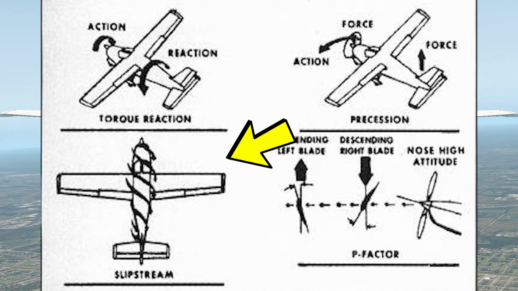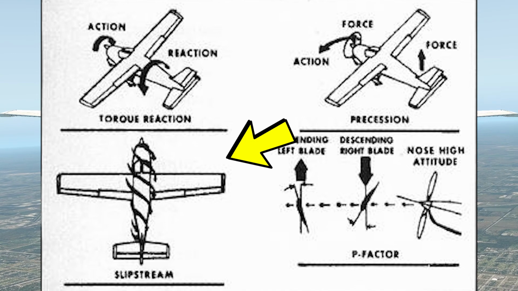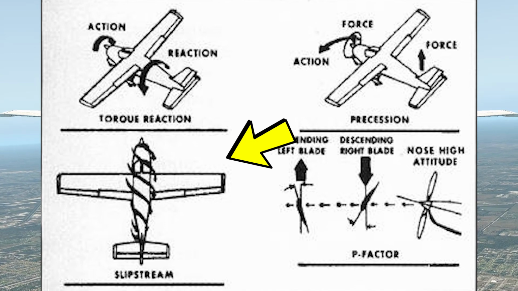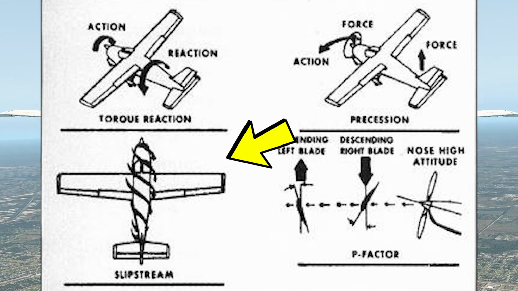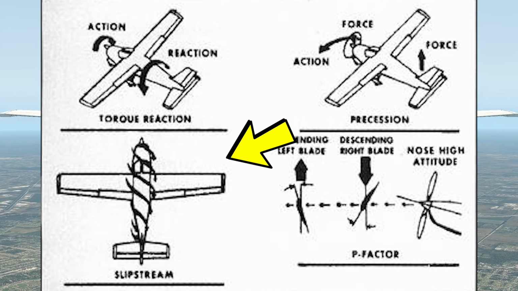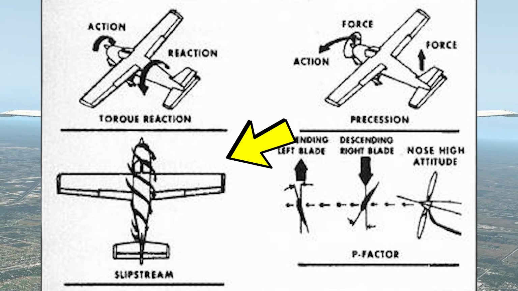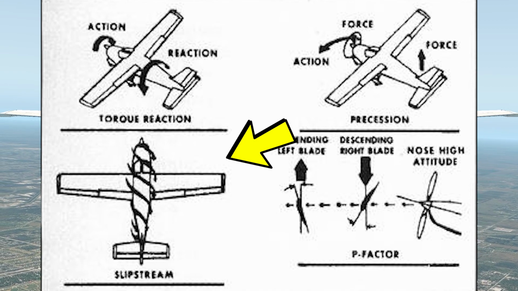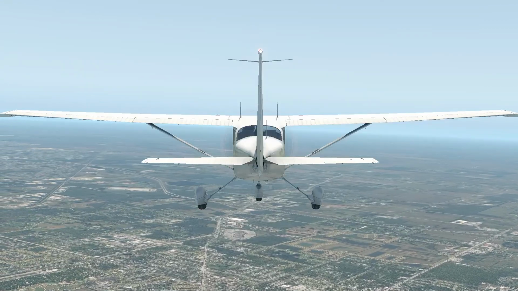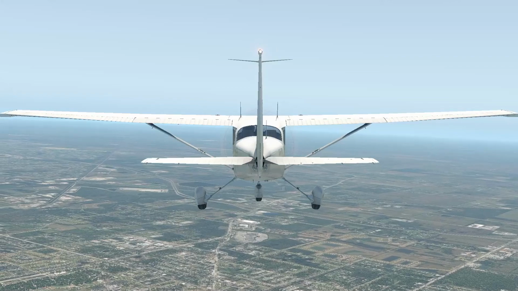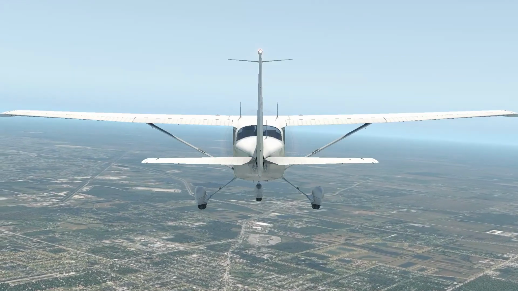Spiraling slipstream. The air being pushed back from the propeller does not go straight back. It is actually swirling around the airplane. When it reaches the tail, it pushes against the vertical stabilizer and adds to the left turning tendencies. Due to these tendencies, your airplane will slightly and slowly roll to the left during flight.